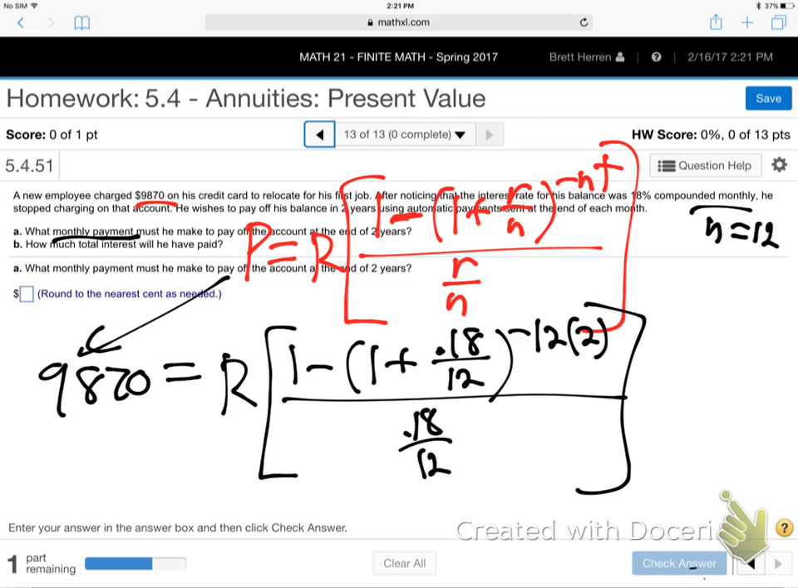Okay, there it is. We've got to solve for R. So you know how to do it, right? On your calculator. So go ahead and calculate. See if you can get that.